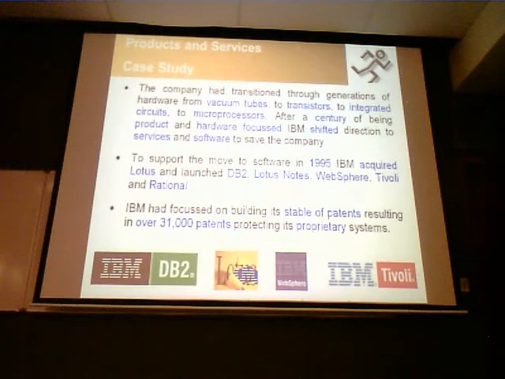So they started to transition away from products and started to move towards services. The first step was to move more out of hardware into software. And they bought a lot of different companies. They launched DB2, their database product, Lotus Notes, WebSphere, and they've got IBM Tivoli and a few others, IBM Rational Rose. They had about 31,000 patents on their software.